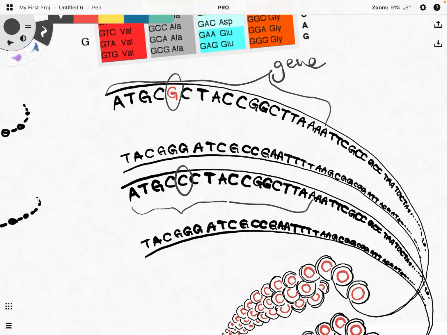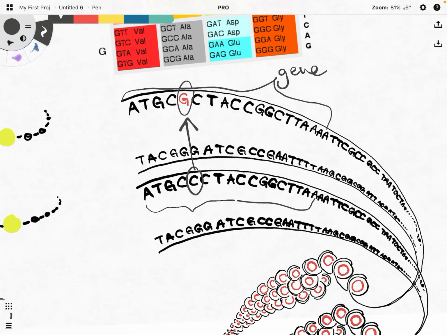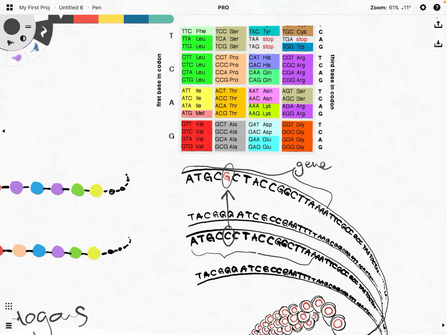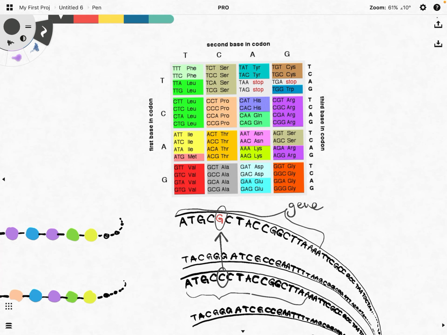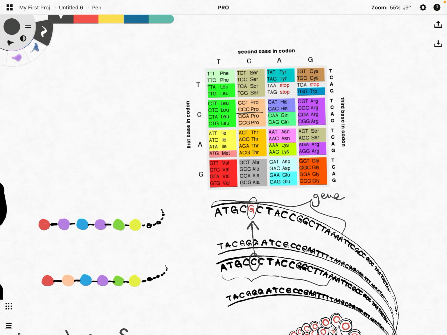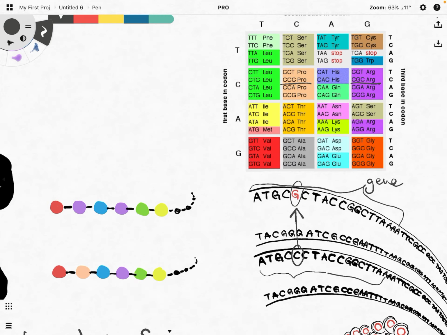Now, notice that a change from just one base pair, from C to G, can actually result in a change in the amino acid coded for. If we look at the genetic code, CCC codes for proline, whereas CGC codes for arginine. So a change of a base pair can result in a change of amino acid coded for. And the implications are as such.